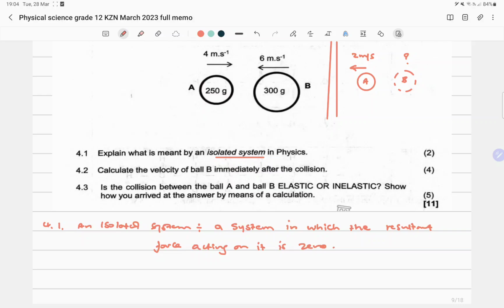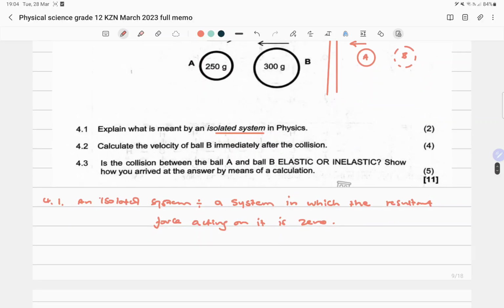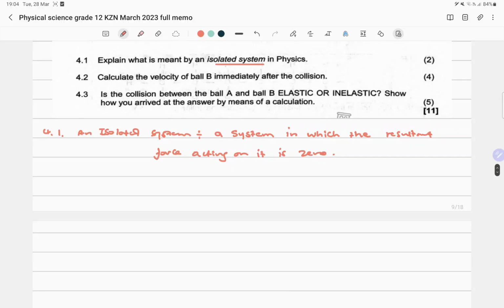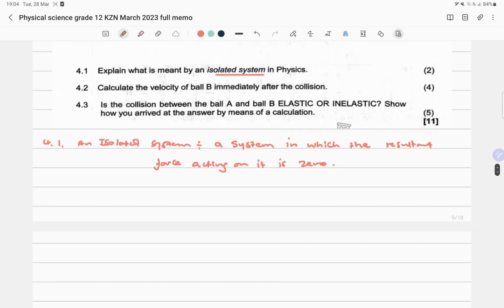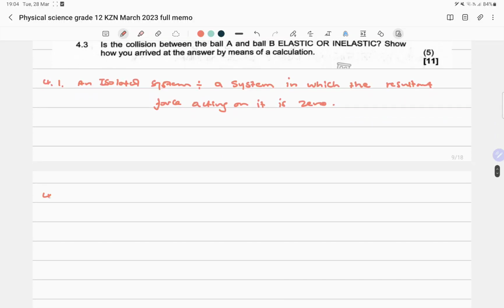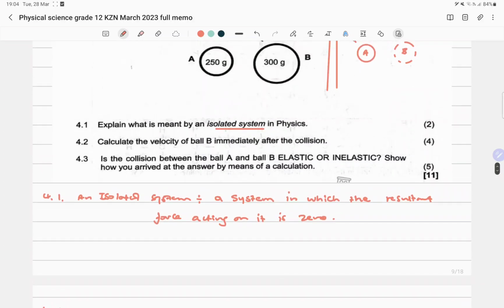Just know the resultant force is 0. In an isolated system, there is no external resultant force, meaning it is 0. That's just what it means. Sometimes it feels a bit incomplete or cumbersome, but let's just move on.